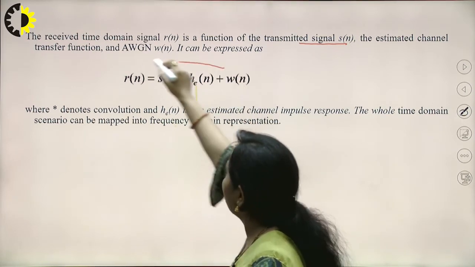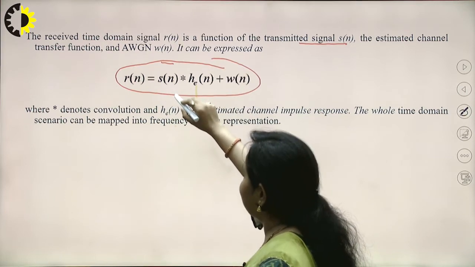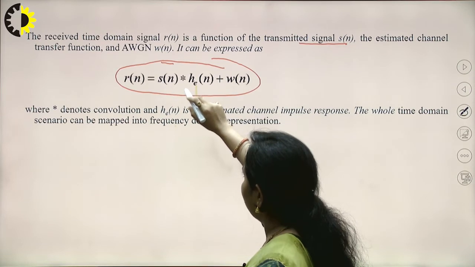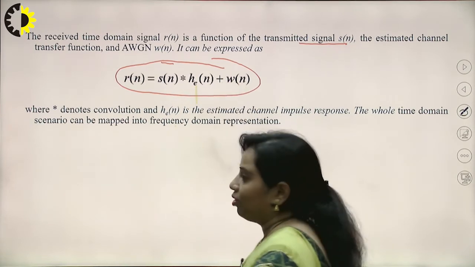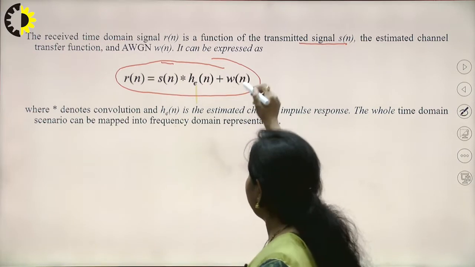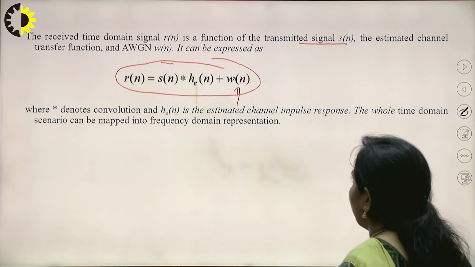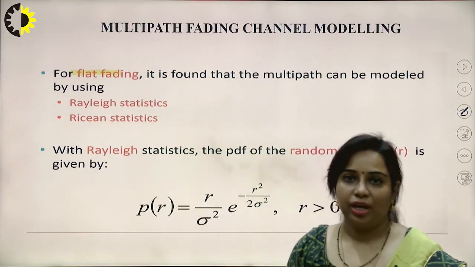So this is how the received signal will be modeled, which is Rn is equal to Sn. It will be convolved with Hn, that is the impulse response of the particular filter, and added with the noise. So this is how you are going to model a particular channel. Now next is multipath fading channel modeling.